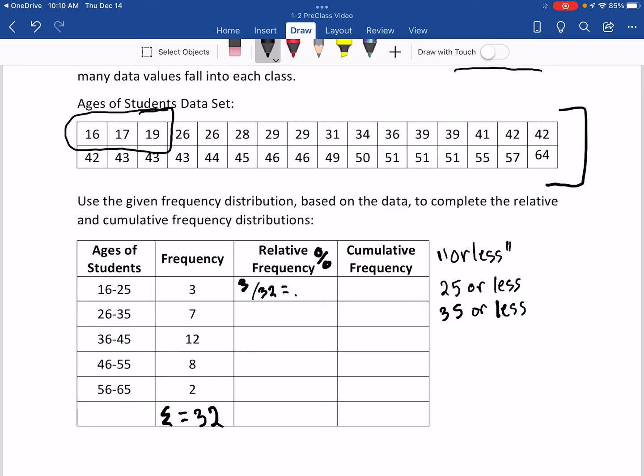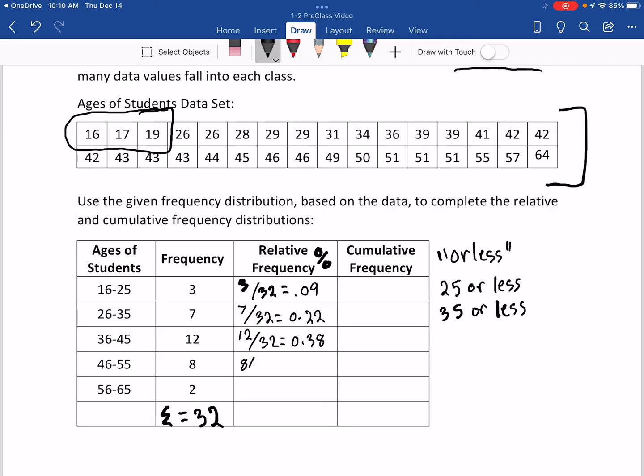0.09. It's actually 0.09375, so we'll just round these. And 7 divided by 32 is 0.22, or 22%. It's okay to write that as a percent. 12 divided by 32 is 0.38.